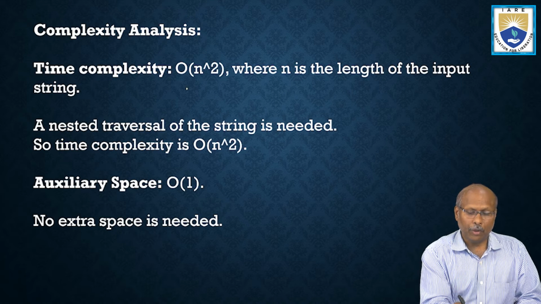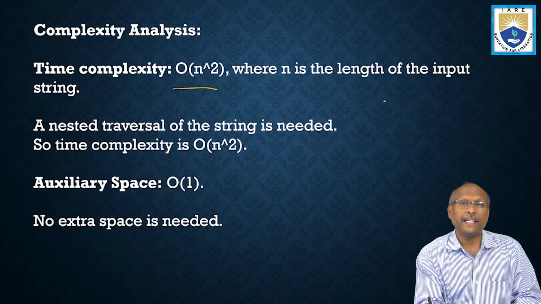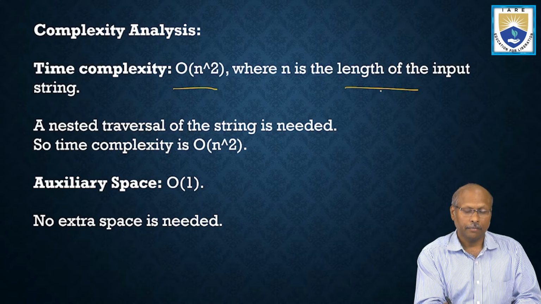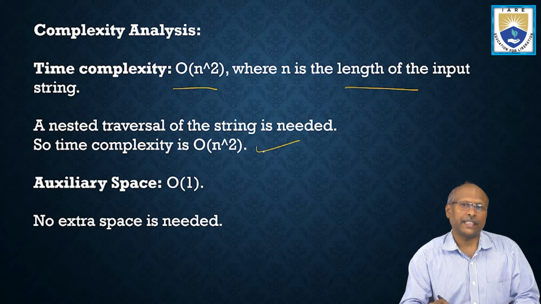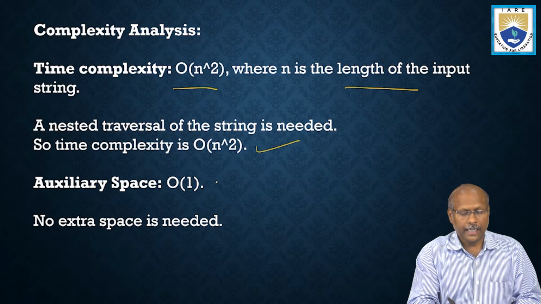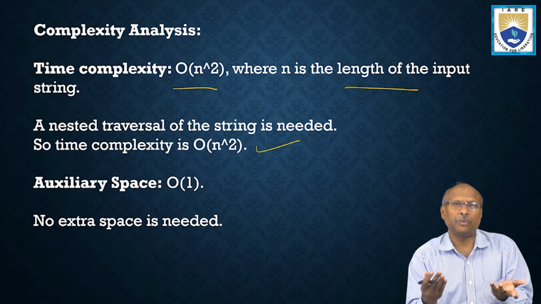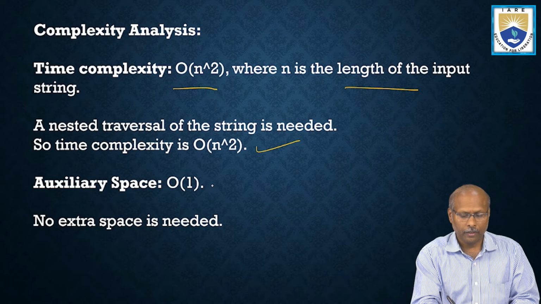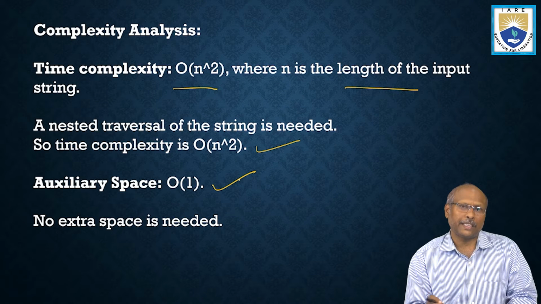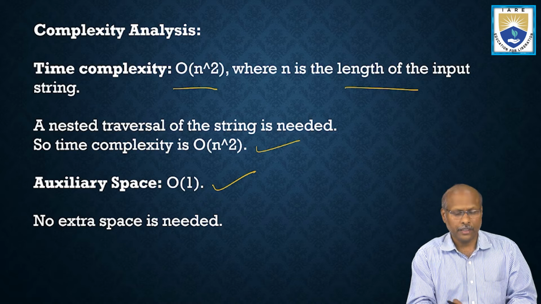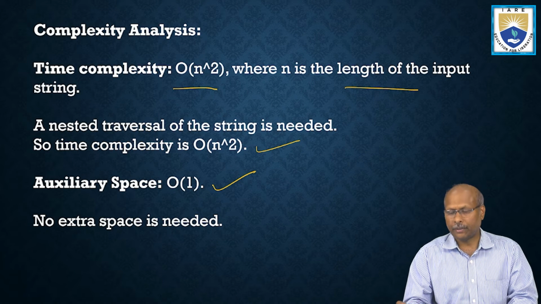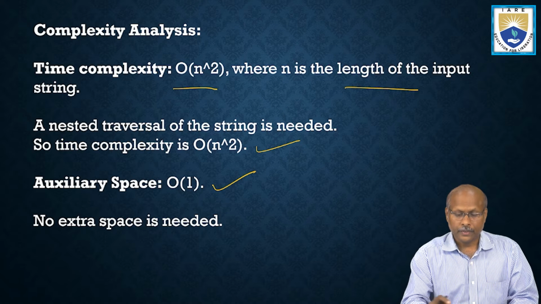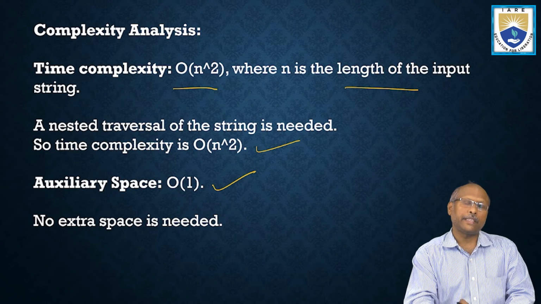So the time complexity will be order of n square, where n is the length of the string, because whatever string you have given, that's its length. So a nested traversal loop is needed. Because loop within a loop, nested loop, that is order of n square time. And the space requirement is fixed, which will not require extra space. So it takes a constant amount of space, order of 1. When there is a variable length, then the time and space complexity will be changing, whereas here fixed space, that's order of 1. So no extra space.